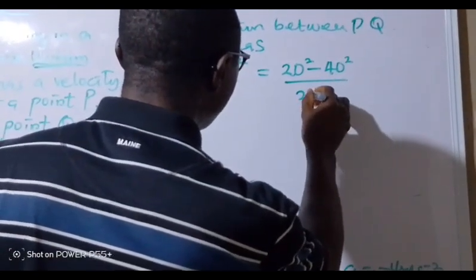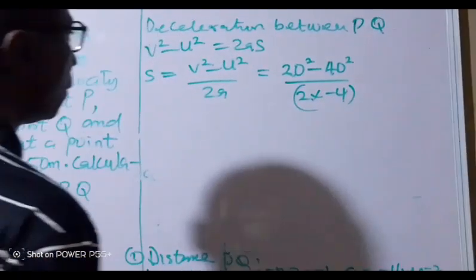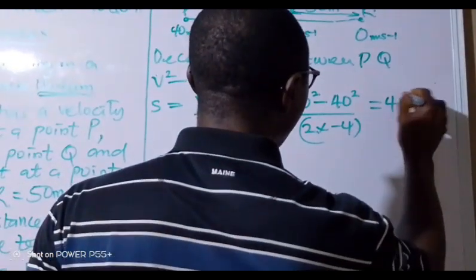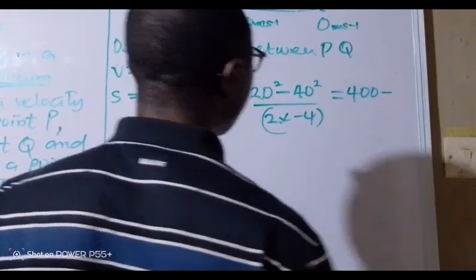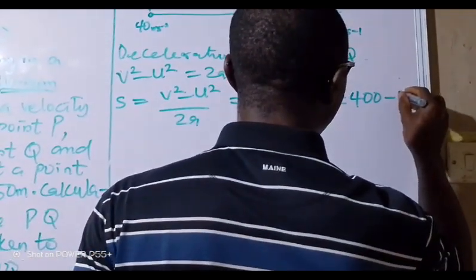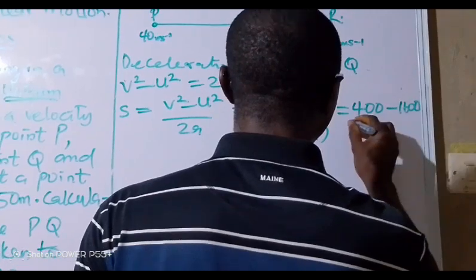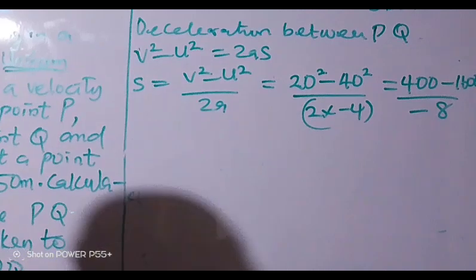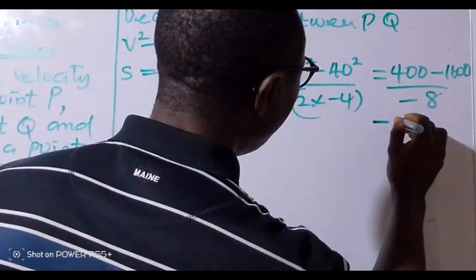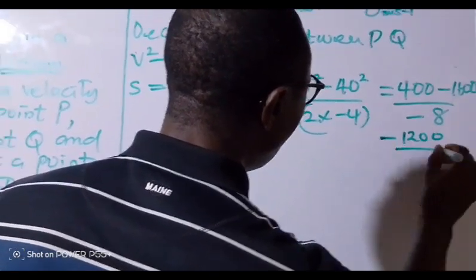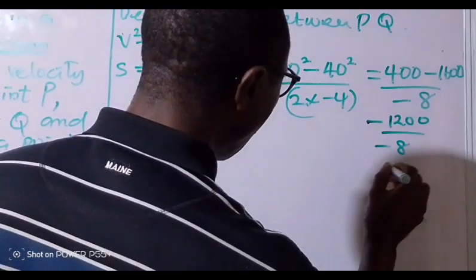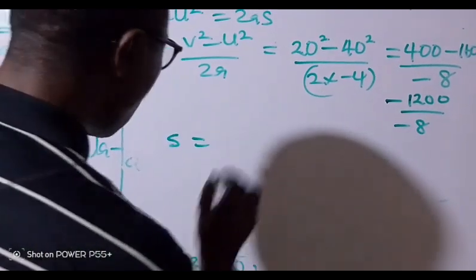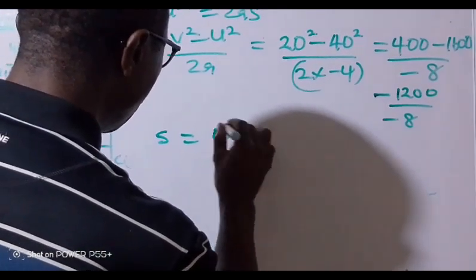That's 2 multiplied by minus 4. So from there now, 20 square will give us 400 minus 1,600, over minus 8. Now, it will now give us minus 1,200 over minus 8. Minus will cancel minus, and the distance between P and Q will be equal to 150 meters.